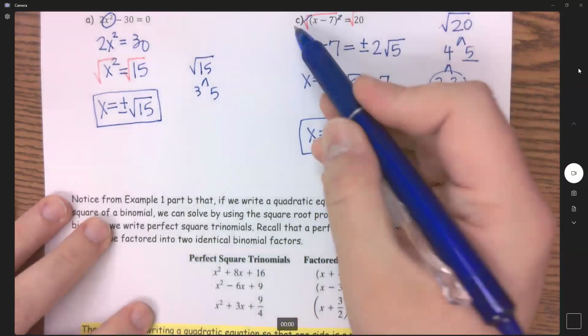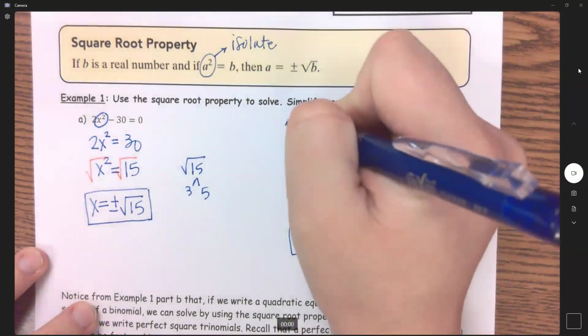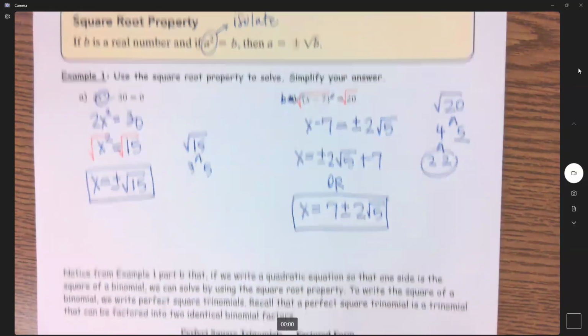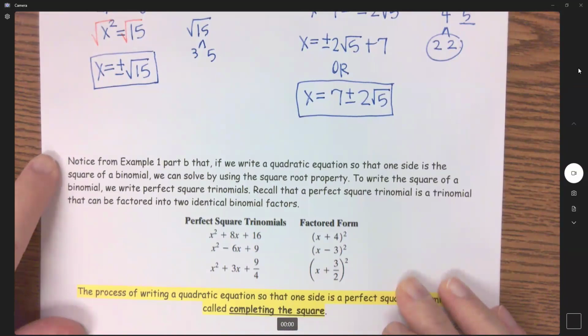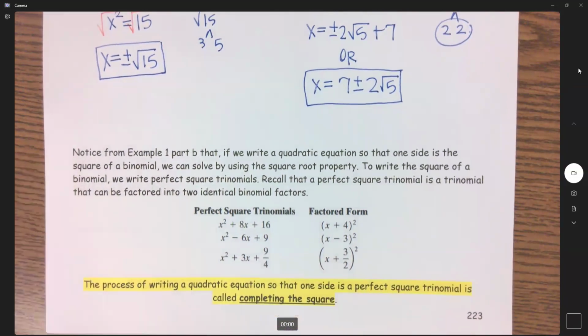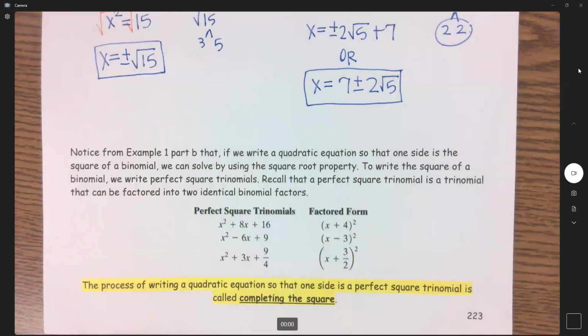And so this is supposed to be part B. Hopefully I'll fix that before you see that. So that's our part B. And it says right here, notice from example 1, part B, that if we write a quadratic equation so that one side is the square of a binomial, we can solve using the square root property. To write the square of a binomial, we write perfect square trinomials, and recall that a perfect square trinomial is a trinomial that can be factored into 2 identical binomials.